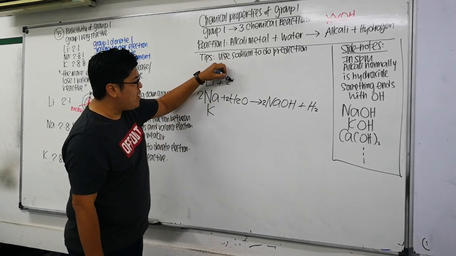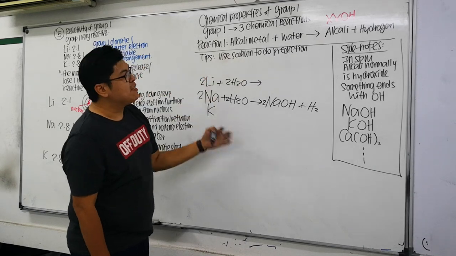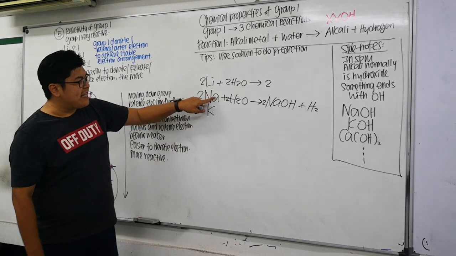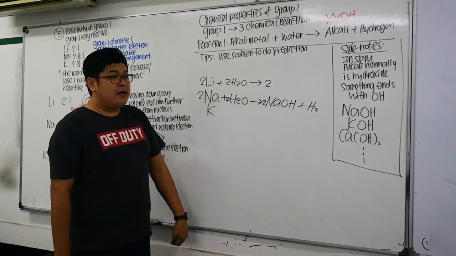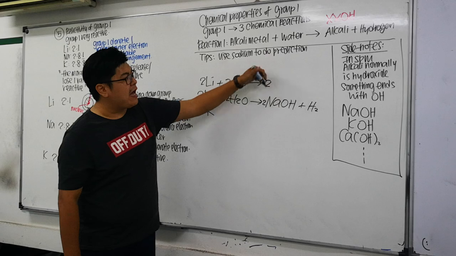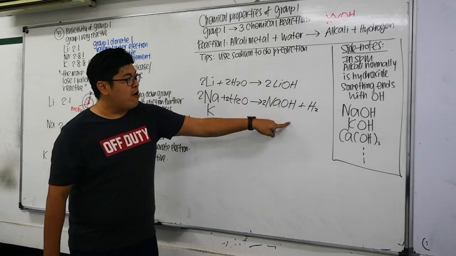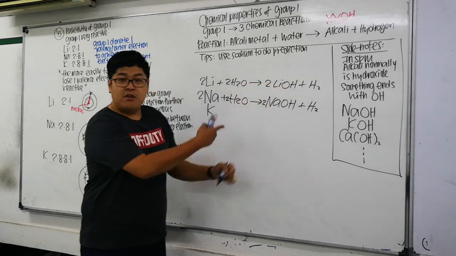Water, copy 2 water. Now here, be smart. This is 2, this is 2. Now when here is Na, here is Na. Now when here is Li, here becomes Li. Understand? LiOH. Hydrogen, copy. You get the idea?